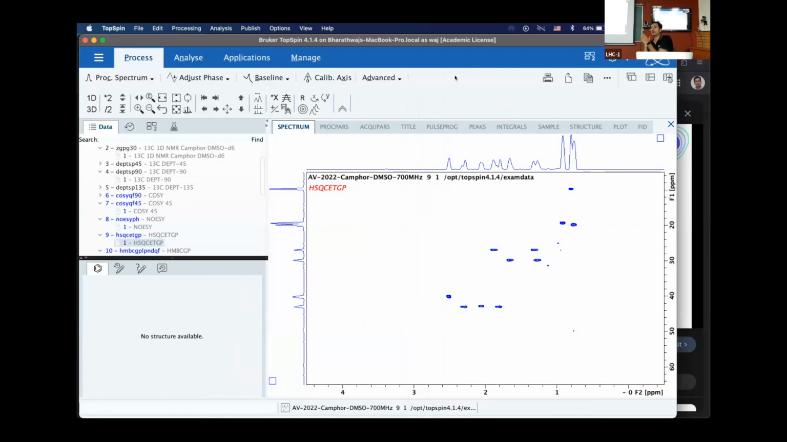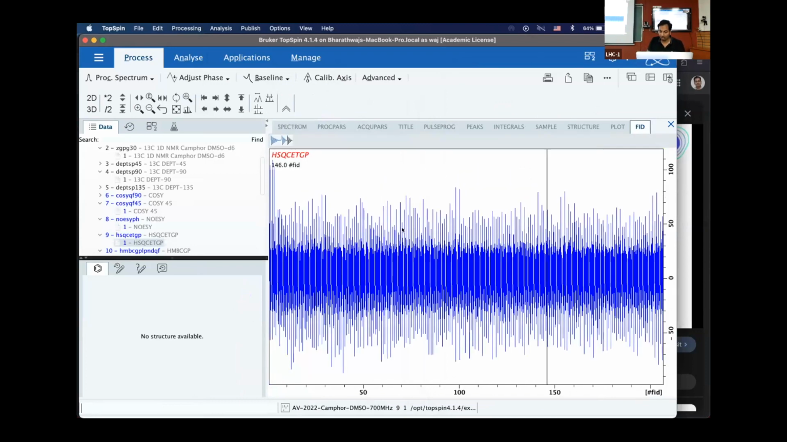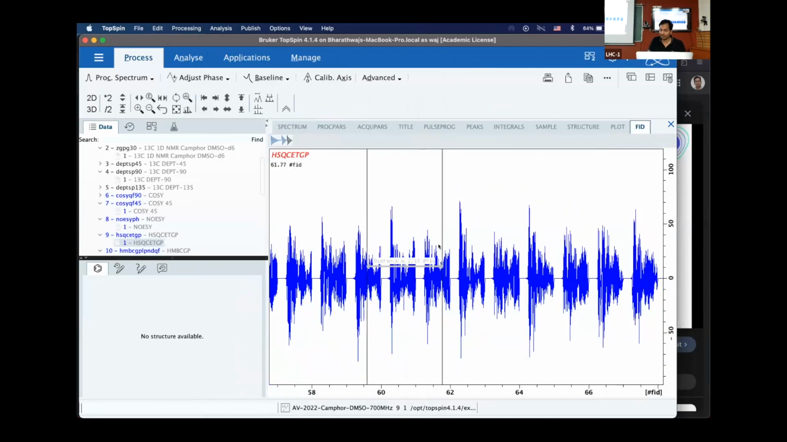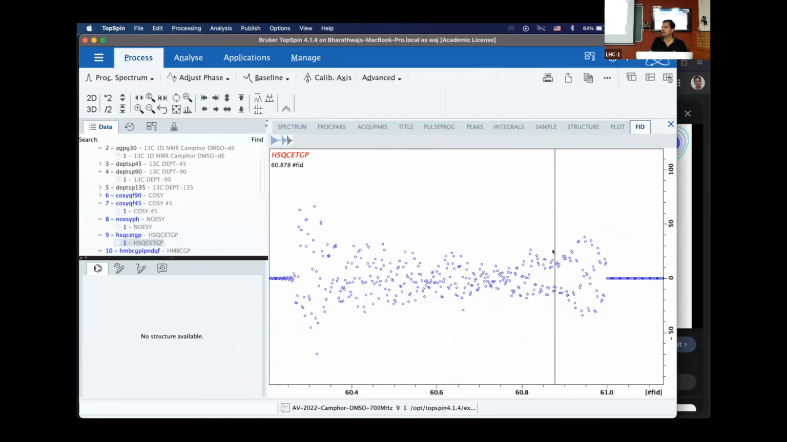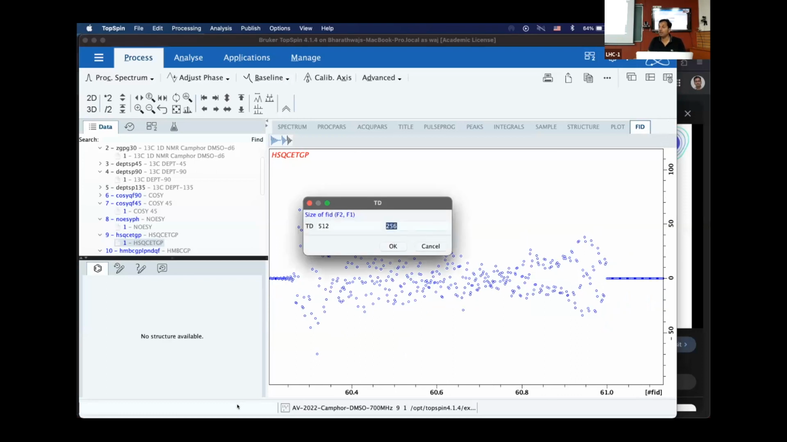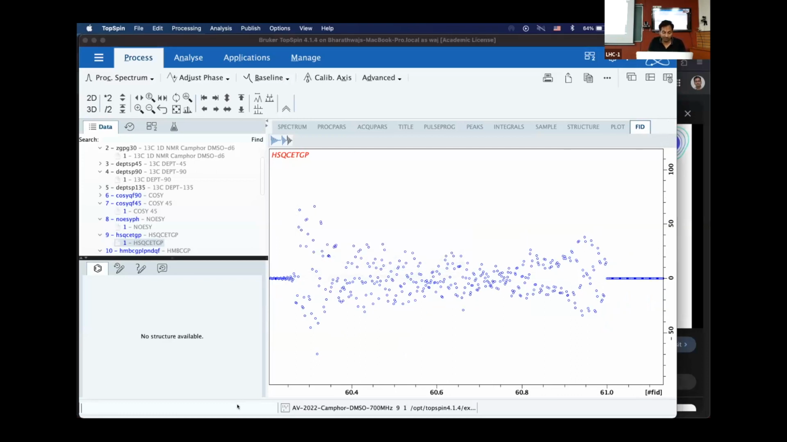I just showed you with real data that's been acquired for camphor how a spectrum gets acquired. So we can also see the FID. All these are a series of FIDs. These are repetitions of 1D experiments. How many times is the 1D repeated? So we'll see the 1D is at least 256 times repeated. And what is the number of scans?